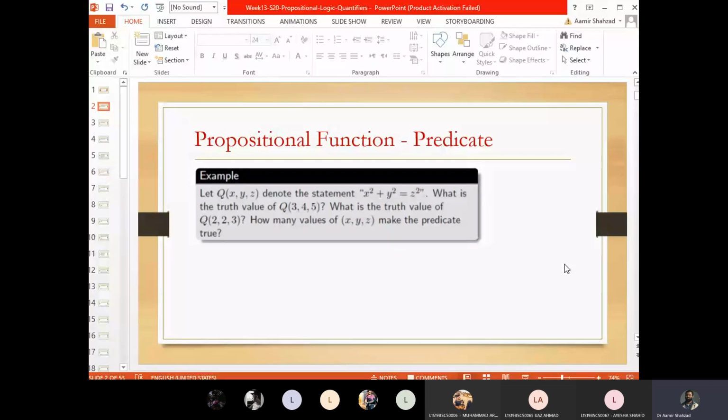Our statement is universally true or universally false, either true or false. So we express this thing as universal quantifier. And if our statement is true for one particular value or some particular values, it means there exists something for which it is true. So we call it existential quantifier.